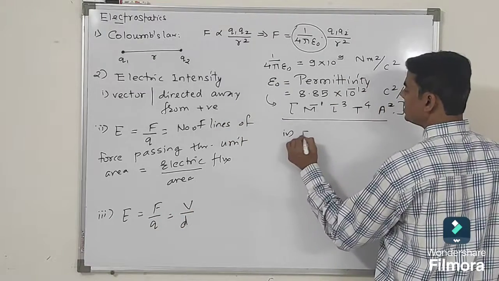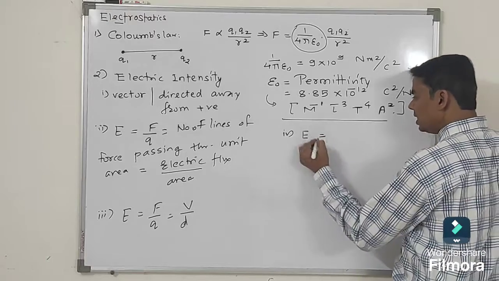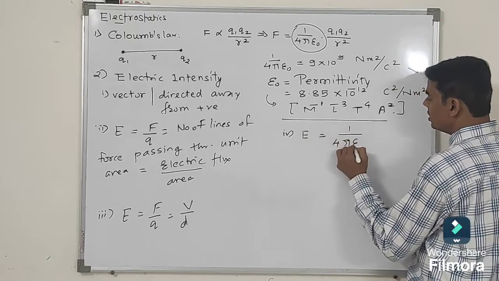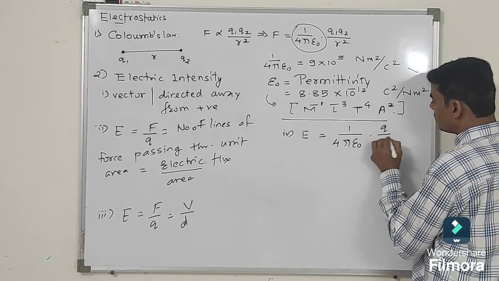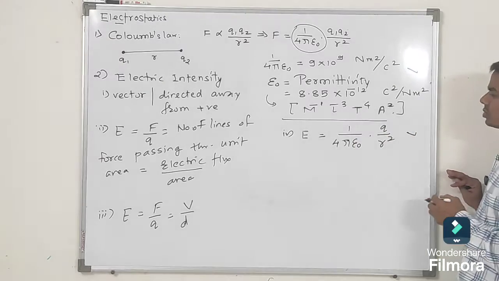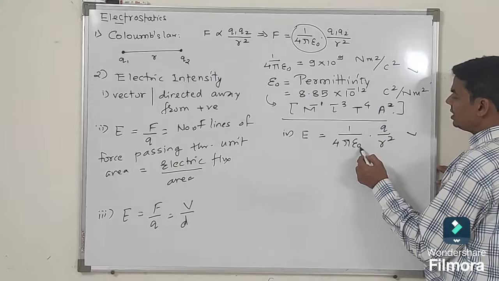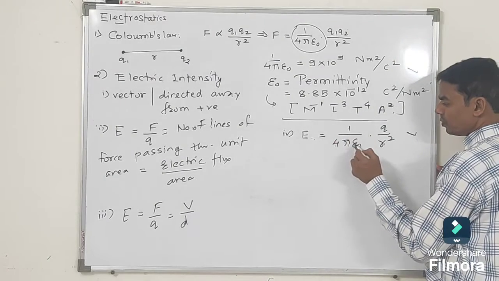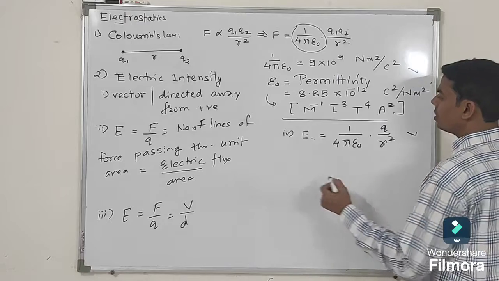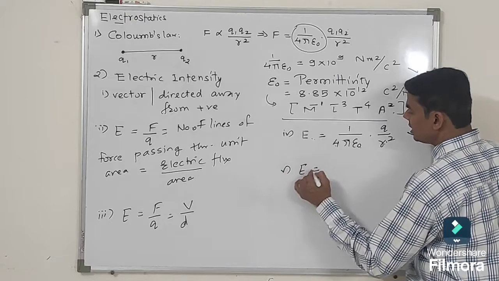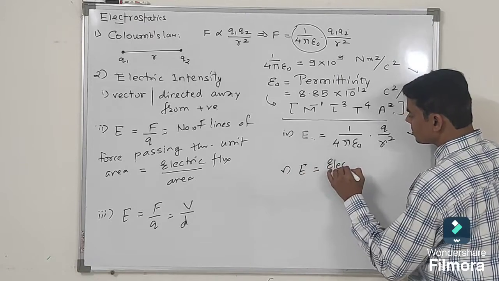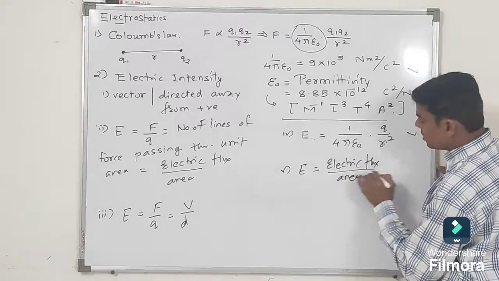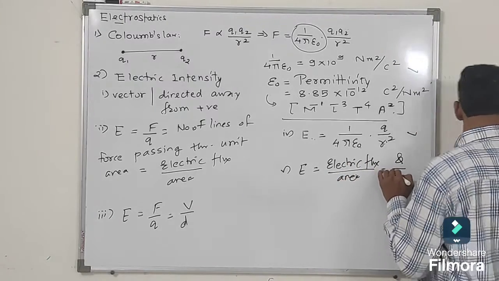Then electric intensity at any point situated near a charged sphere is 1 upon 4 pi epsilon 0 q upon r square. Electric intensity at a distance r from charge q is E is equal to 1 upon 4 pi epsilon 0 q upon r square. Again, electric intensity is electric flux upon area, so this is phi upon A.